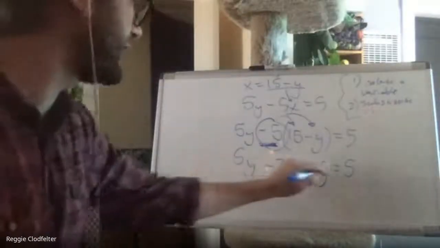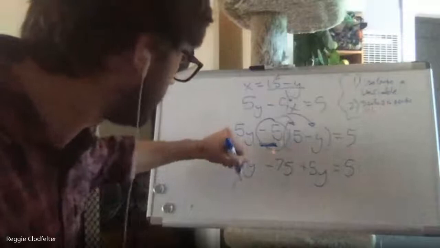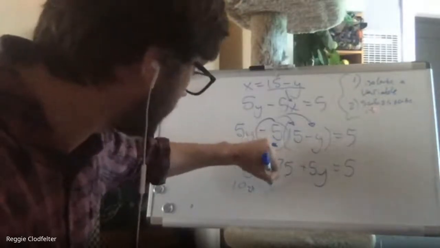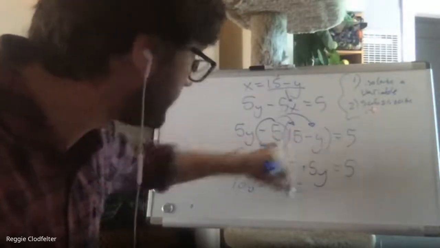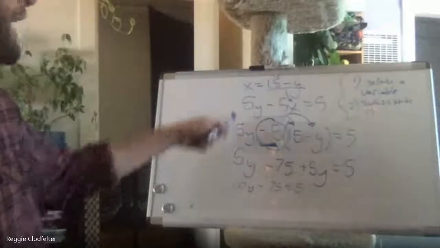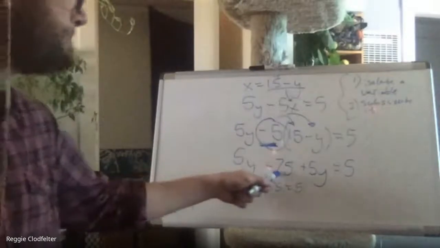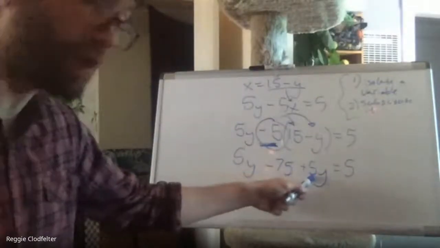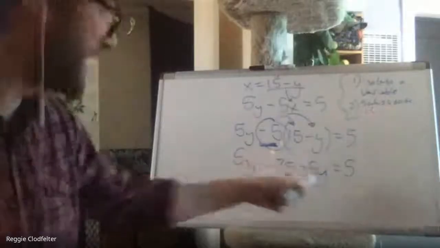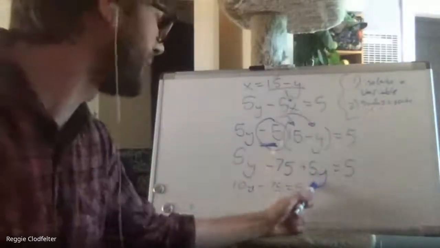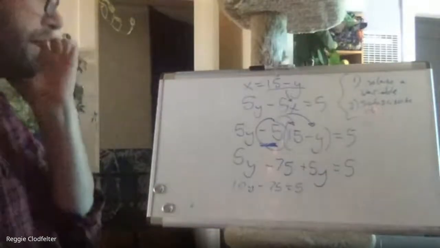So then you get 10y minus 75 equals 5. Wait, what? Wait, where did the 10y come from? Because I had 5y at the start, right? Yeah. And when I distribute my negative 5, I get 5y minus 75 plus 5y, right? Oh, and then I can combine the like terms. Exactly. So I combine my 5y with my 5y to get 10y.